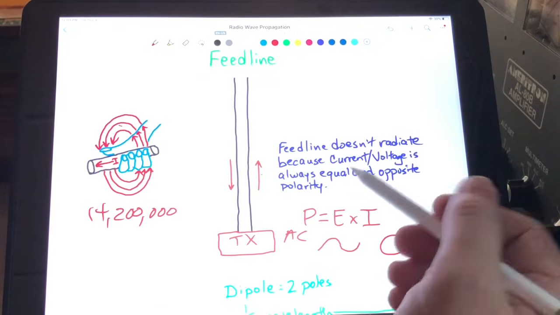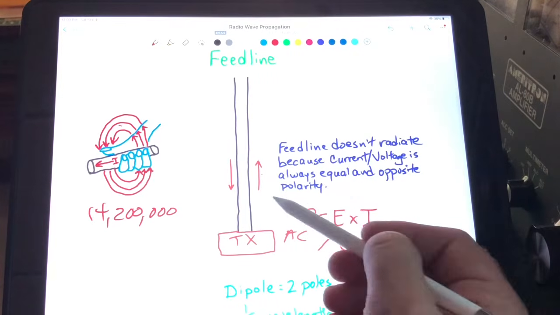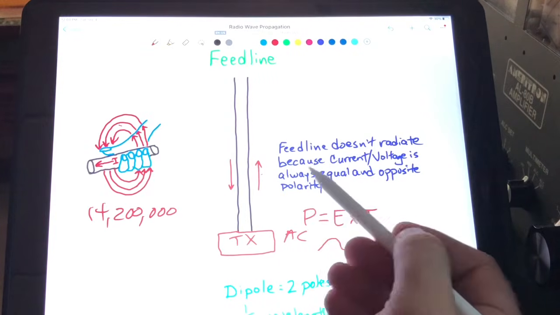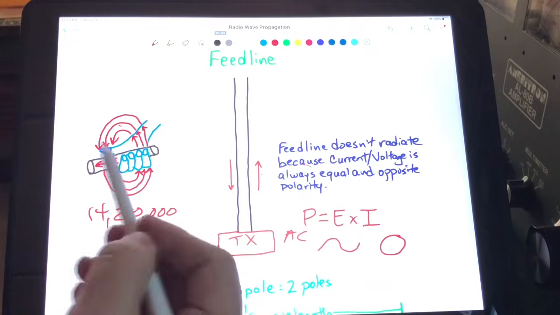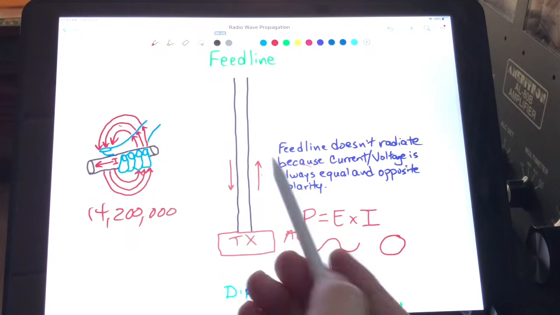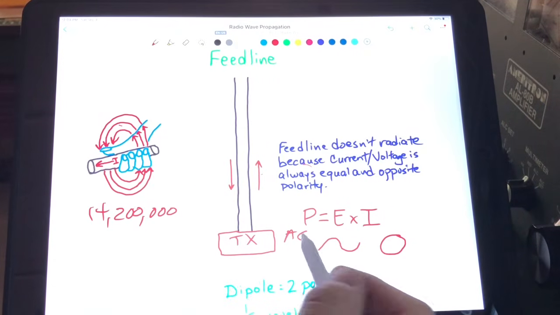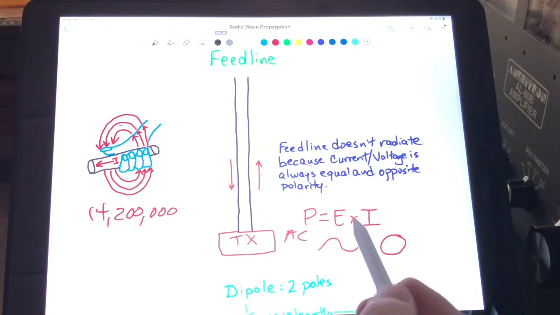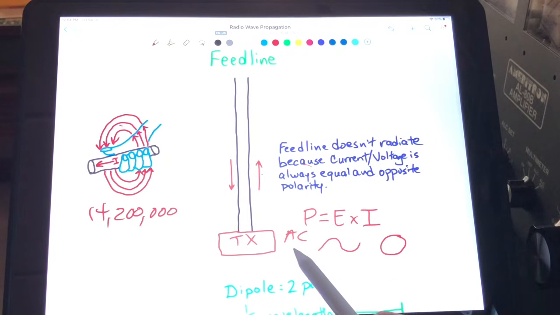The reason our feed line does not radiate is because the current and voltage are always equal in opposite polarity, and they cancel one another out. All right? Otherwise, these waves of force here would radiate off these wires. They do, but they cancel one another out. And again, what we're really outputting is voltage that creates current, and then we measure the result of that in watts. P for watts, E for voltage, electromotive force, and I for current.